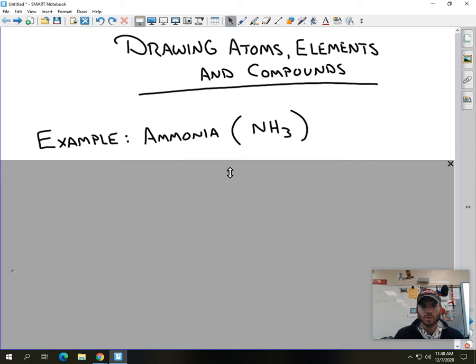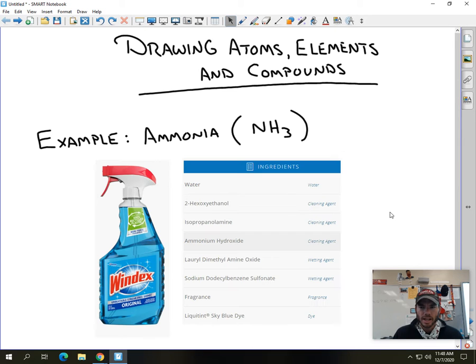The example that we're going to use for the notes is ammonia, or NH3. NH3 ammonia has 1 nitrogen and 3 hydrogens, as you can see from its chemical formula. You may recognize ammonia as being something that's used in Windex. That is the smell that you smell when you spray the Windex. It has a little bit of odor to it. That is the ammonia, and you can see under the ingredients list that ammonium hydroxide is included in the ingredients list for Windex.